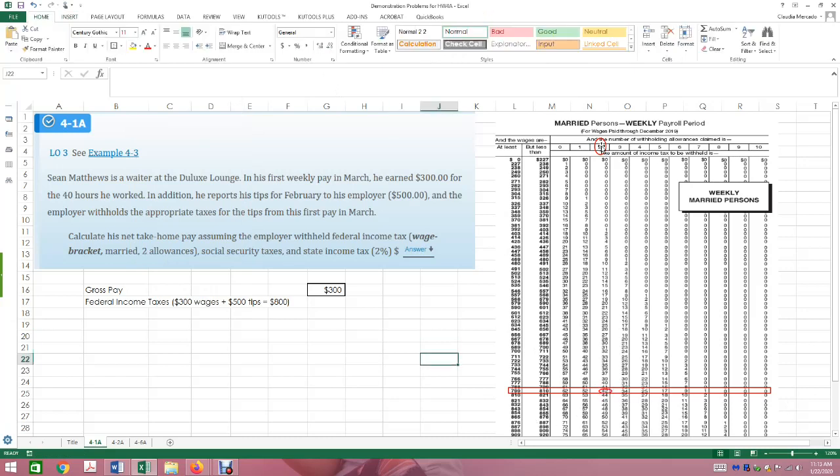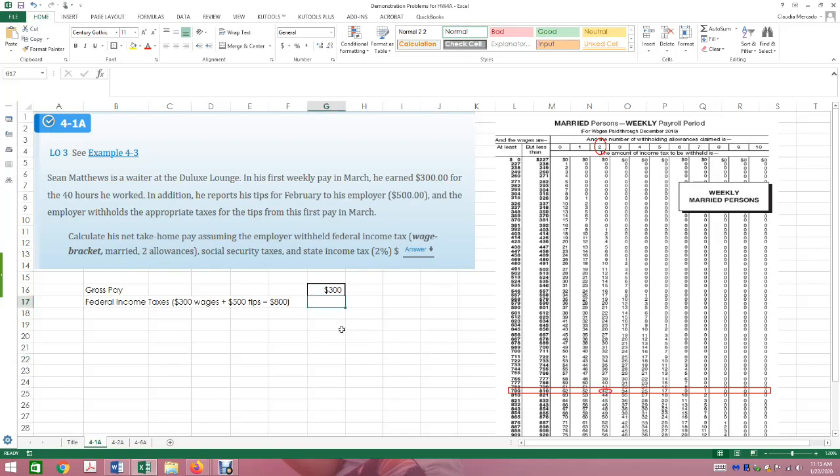$42. So you find it by identifying the number of allowances. It's 2. It was provided here. And then locating the wage amount. I'm looking for $800, and this is in between that. So this is where I get my $42 from.